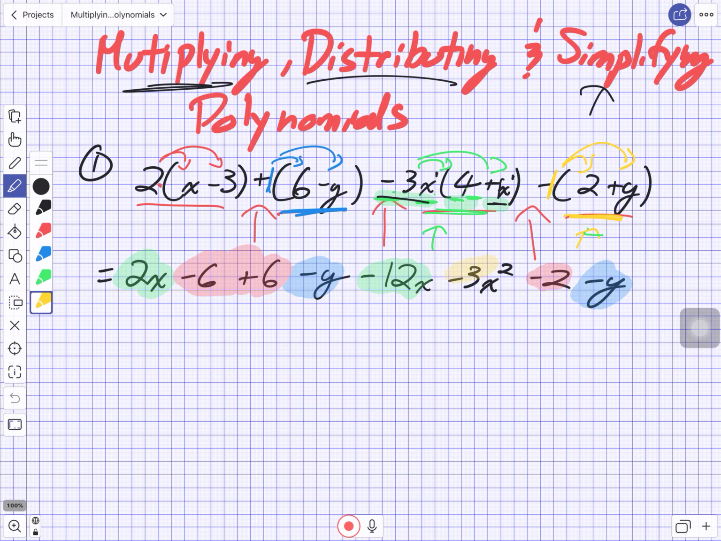Oh, yellow. There we go. This one's going to kind of be by itself, so I'll leave that till the end. So let's start our next line. Our next line here. I'm going to group our like terms.